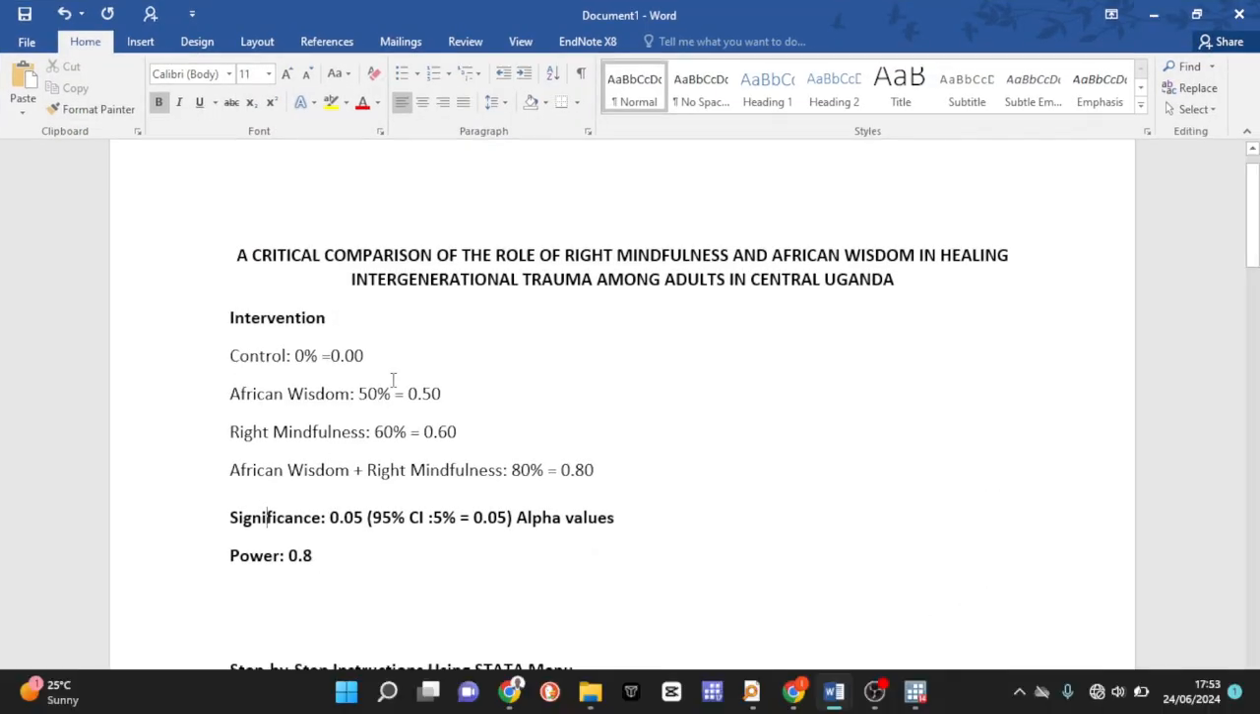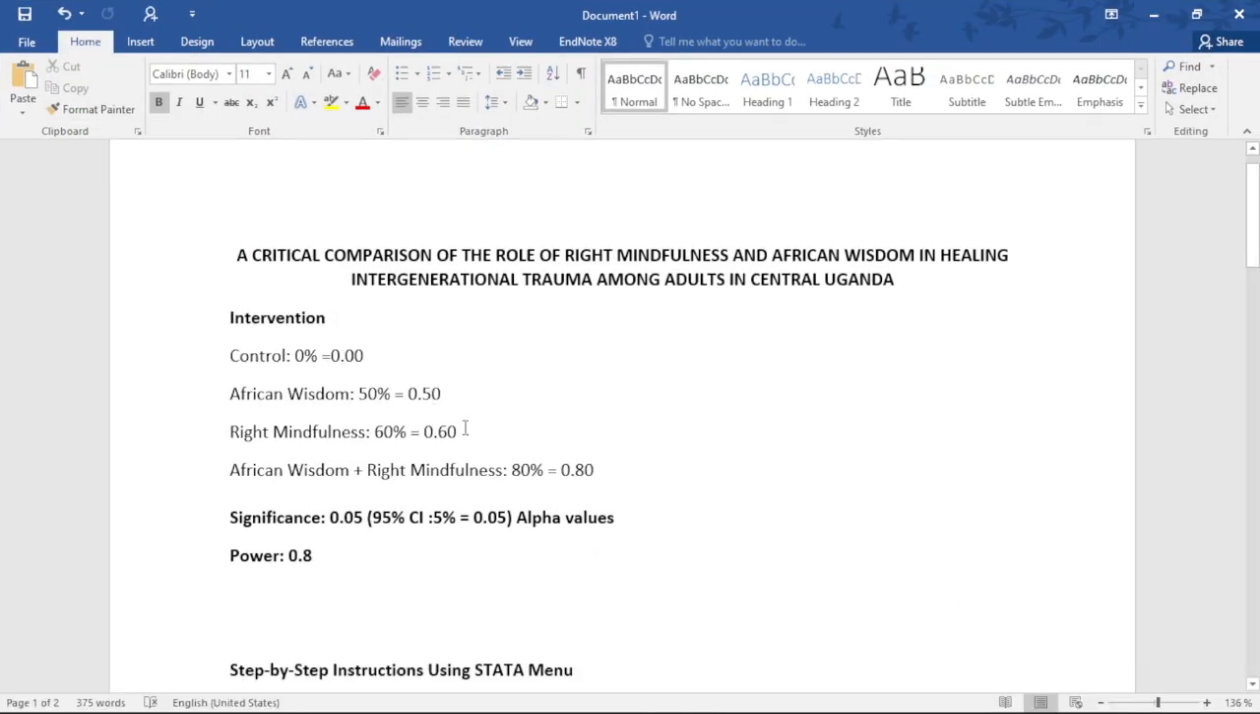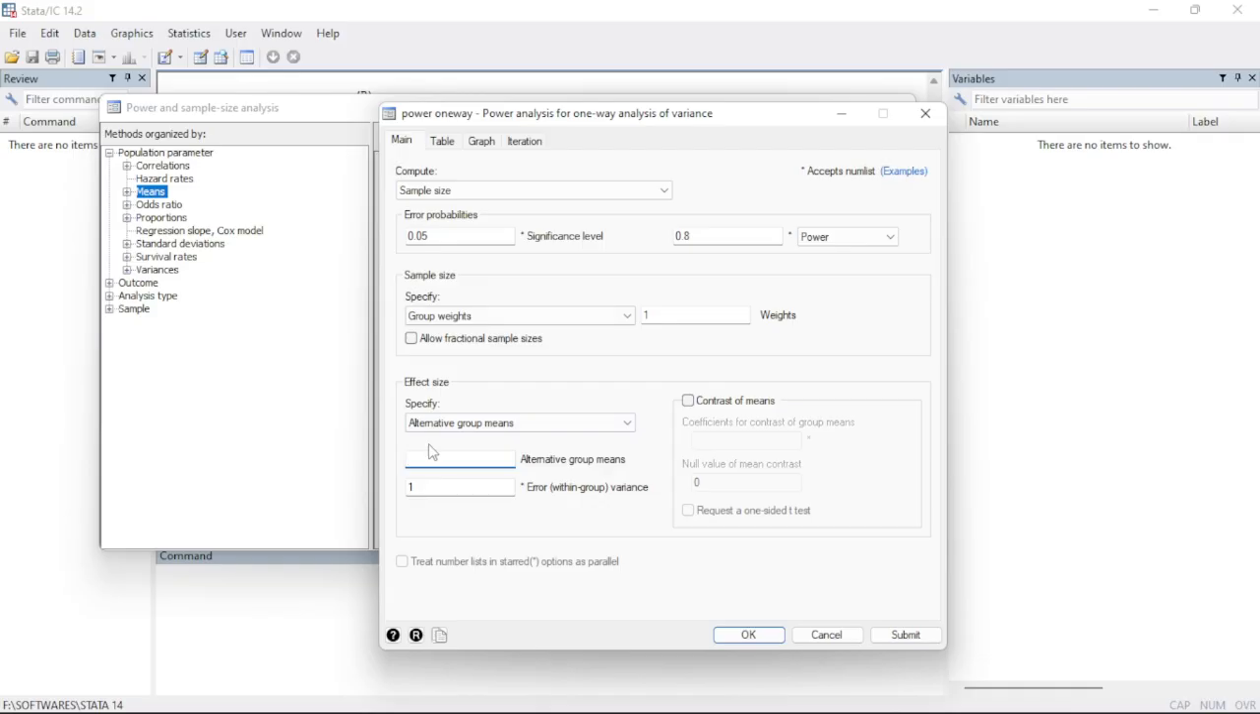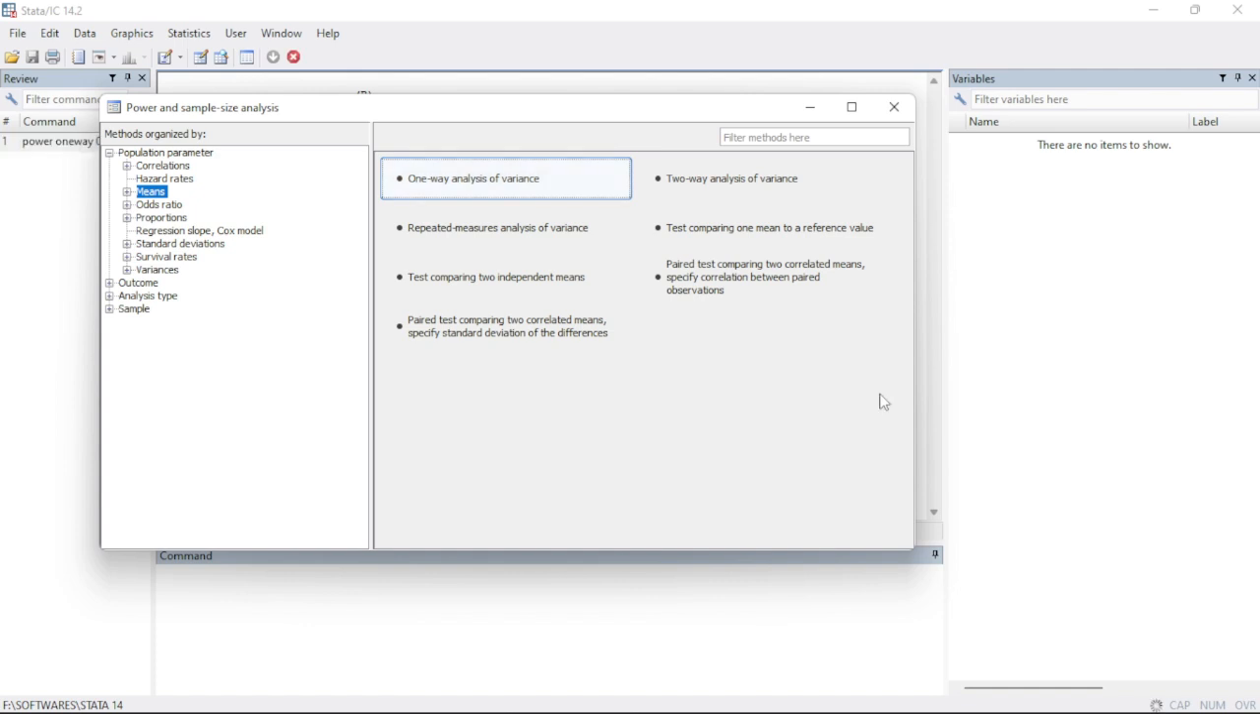Now here, this way we enter our values for all the groups, all the assumptions we made. We enter 0, 0.5, 0.6, 0.8 for all the four groups. So enter the first group, control. We expect a 0 effect size. The second group, you put a space. We expect African wisdom to have 0.5 effect. Put a space. We expect the next, right mindfulness, to have 0.6 effect. Then we expect the combination to have 0.8. So you put all of them there. If you have more than 4 groups, you can always keep adding those assumptions. Just space them out. Then you can press OK. Then it will calculate the sample size for you.